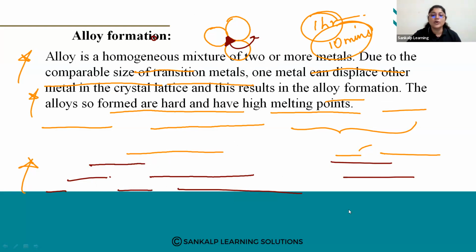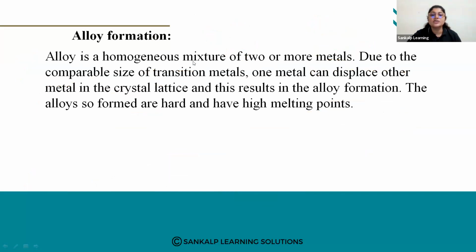Next property is alloy formation. An alloy is a homogeneous mixture which is made up of two or more metals. Alloy means when two or more metals mix. Homogeneous means there is uniformity, there is no separate layer, it is a uniform mixture.